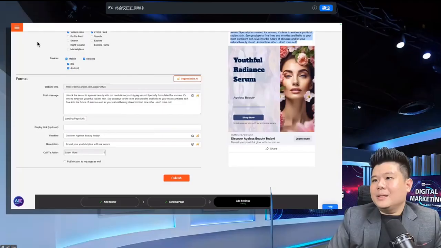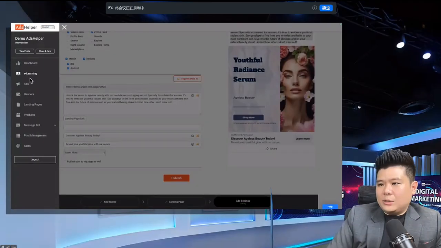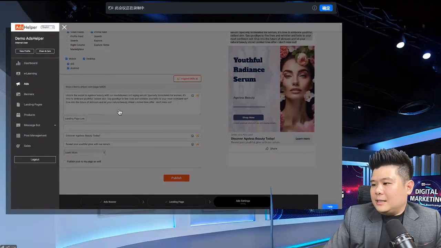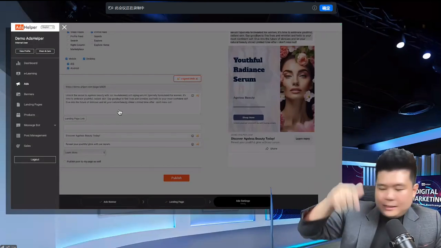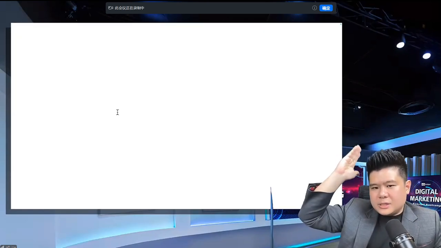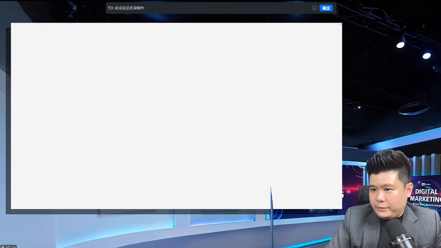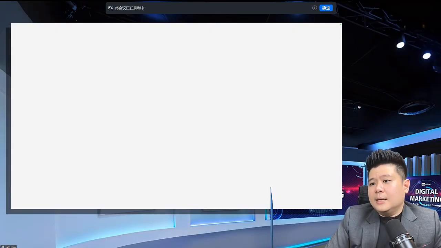After you run your ads, what you can do? The moment you click publish, it's up already. So you just need to wait for Facebook to review or Google to review, whatever it is.